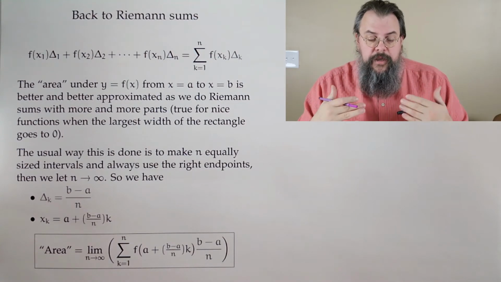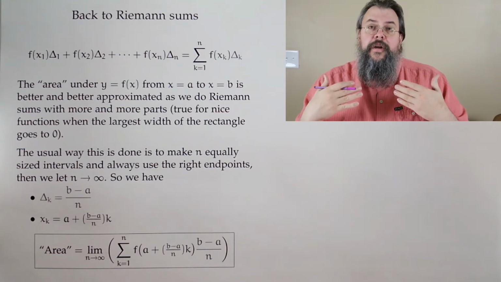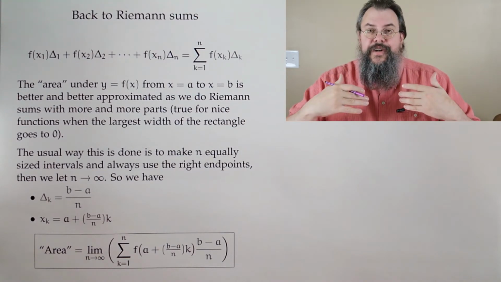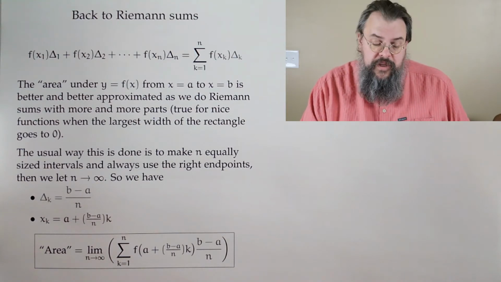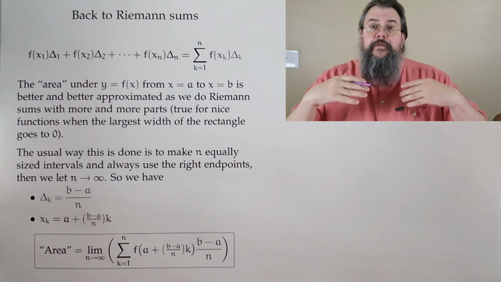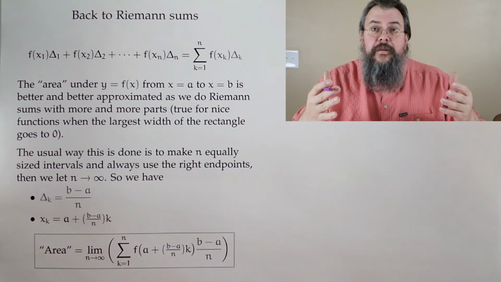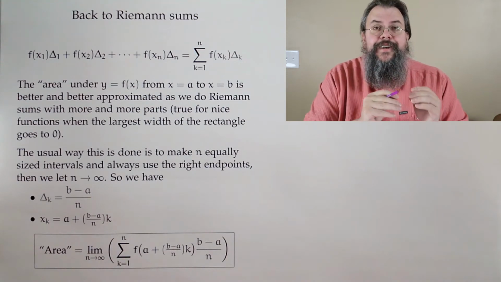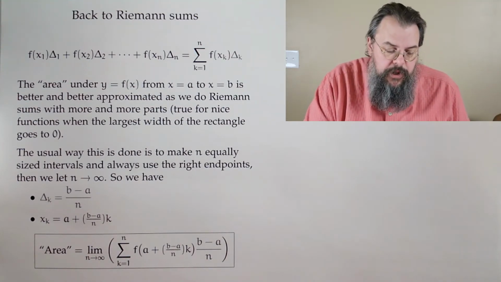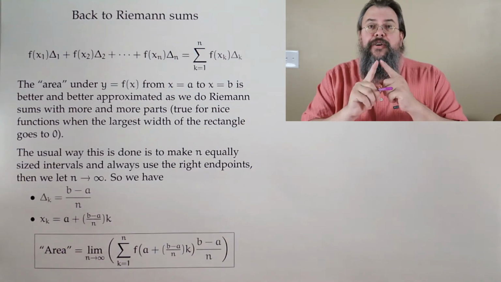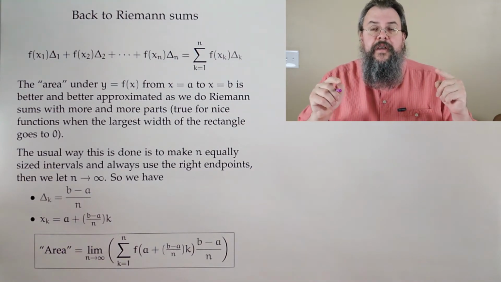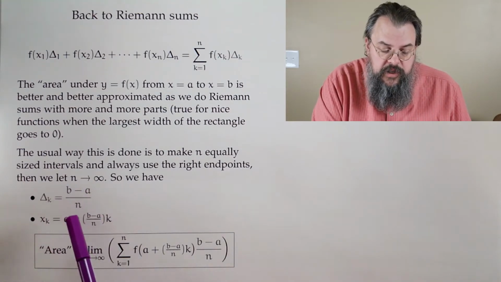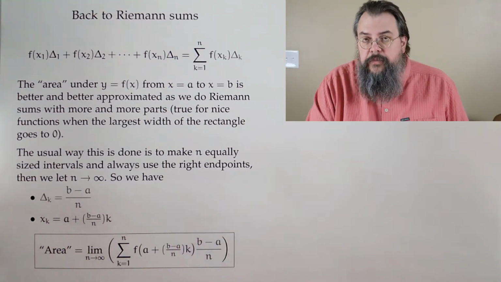So intuitively, what we're going to have is the number of rectangles get larger and larger. So there's this idea of a limit. We're going to have the number of rectangles n go to infinity. And for convenience, we'll make each rectangle the same width. Well, what's the width? It's b minus a, the total length from start to stop, divided by n, the number of pieces we're splitting into. So there's our width, and we'll use the right endpoint.